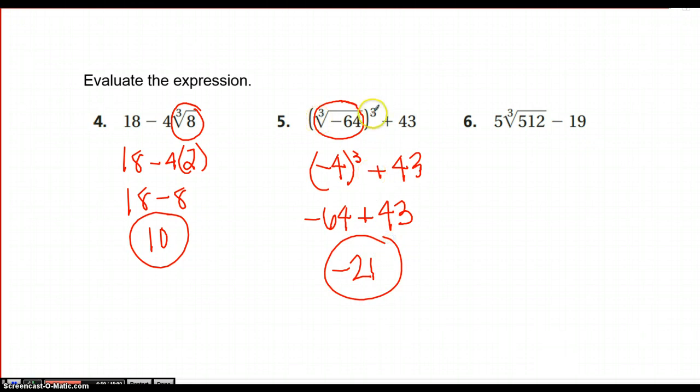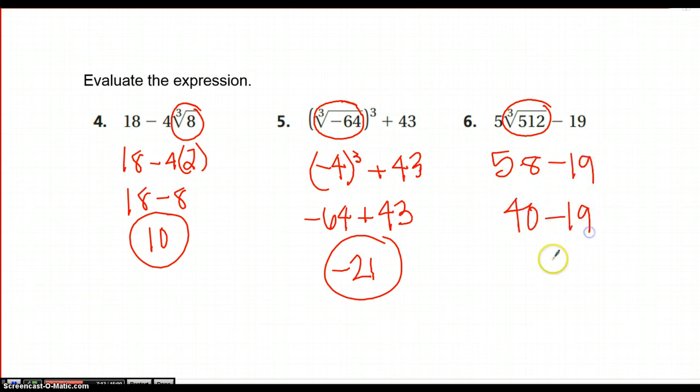Okay, when you see the cube root and then it's cubed, you know those are both going to cancel each other out, and you're going to get the number that's under the radical sign, which remember is called the radicand. The cube root of 512, that one I do not have memorized, so you can use your calculator on this one. The cube root of 512 is 8, so you have 5 times 8 minus 19. So this is 40 minus 19, which gives me 21. Okay, hopefully those are getting a little bit easier.